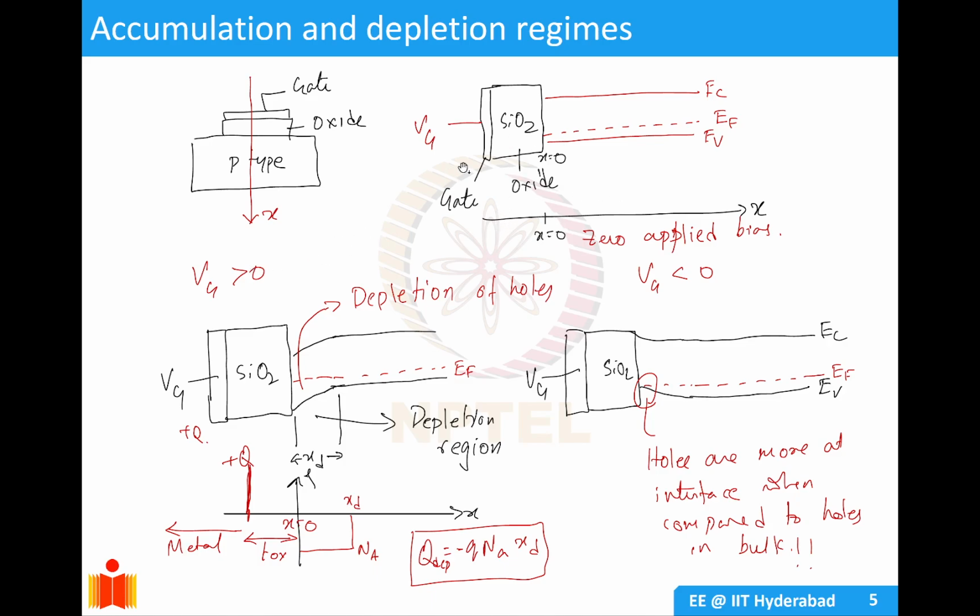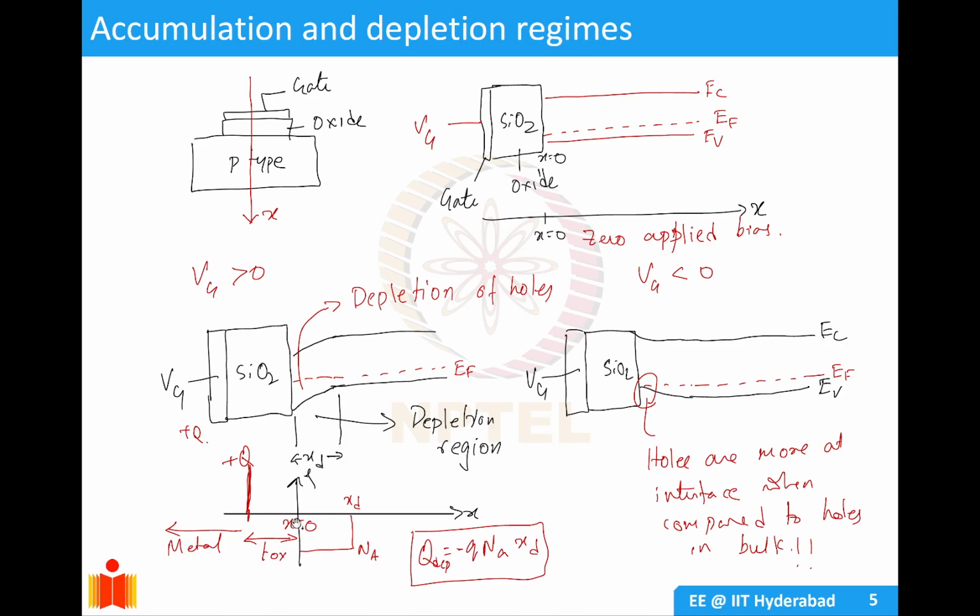If you apply a positive bias, it will create negative charges here, and because of that your Fermi level will move up at the surface, which will cause a downward band bending. And you can see at the surface a depletion region is formed, which is known as XD.